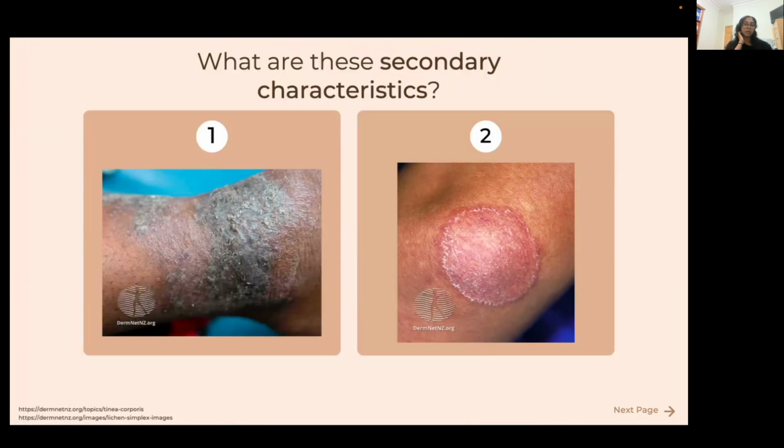Okay, so here we've got two images. How would you describe these secondary characteristics?